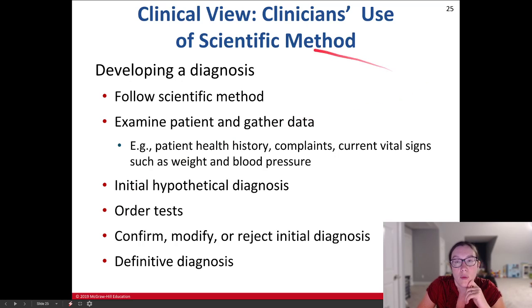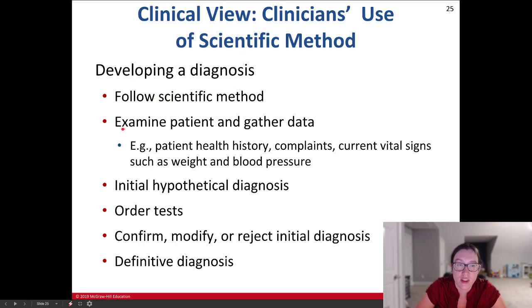So in your book, you might have read a little bit about the scientific method in the very beginning of the chapter. And the scientific method is just a scientist's way to observe something, develop a hypothesis, test the hypothesis, and so on. And our clinicians or doctors can use the scientific method. So first, they're going to develop a diagnosis. So we're going to try to figure out what's wrong with the patient.